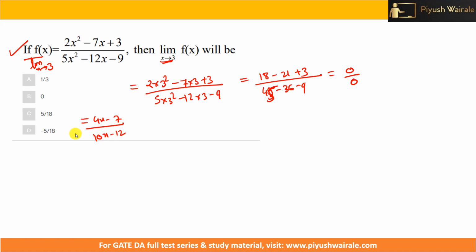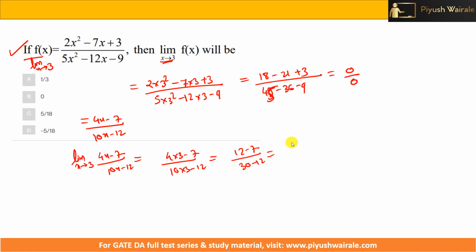Again, limit x tends to 3, 4x minus 7 and 10x minus 12. Just try to put the limit. So 4 into 3 minus 7 and 10 into 3 minus 12. So 12 minus 7 and 30 minus 12, right? So that will be 5 by 18. Right, so the option will be C. Okay, correct option C.